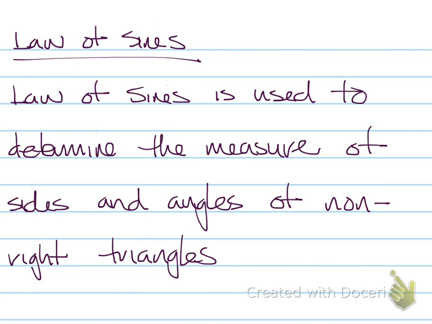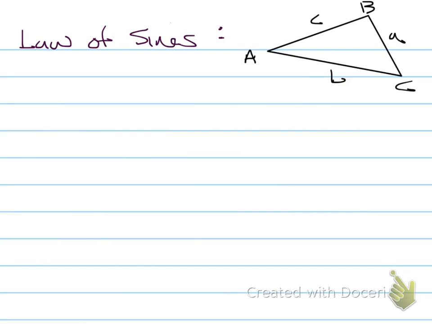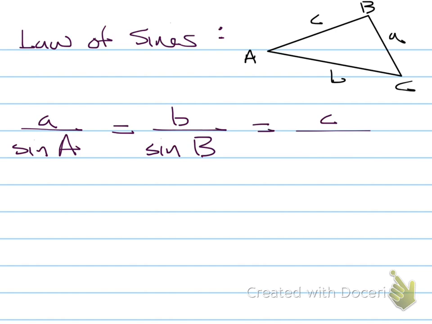In this lesson, we're going to be looking at the law of sines. The law of sines is used to determine the measure of sides and angles of non-right triangles. The law of sines says that the measure of one side of the triangle over the sine of the angle opposite that side equals the measure of another side of the triangle divided by the sine of the angle opposite that side.